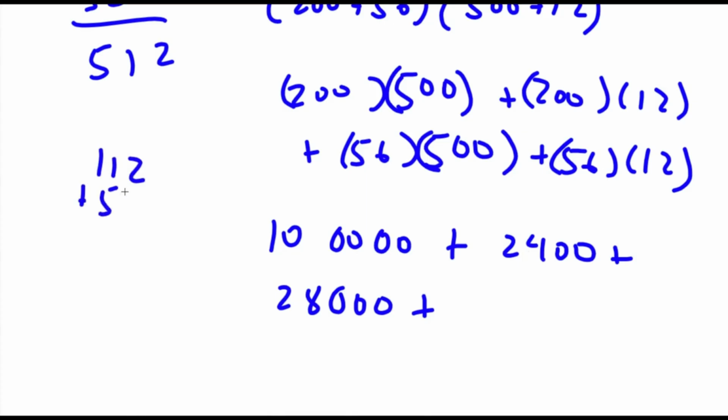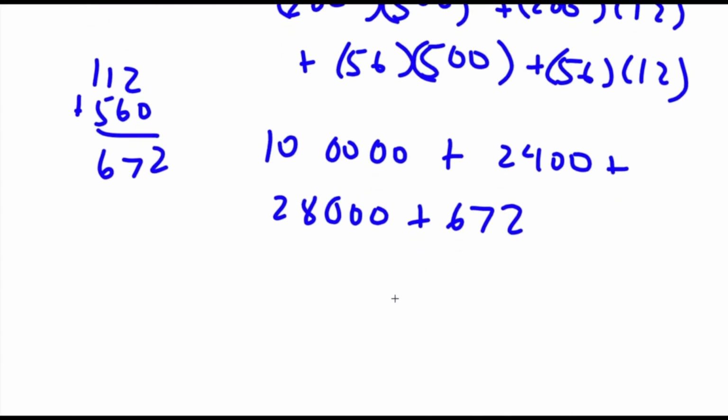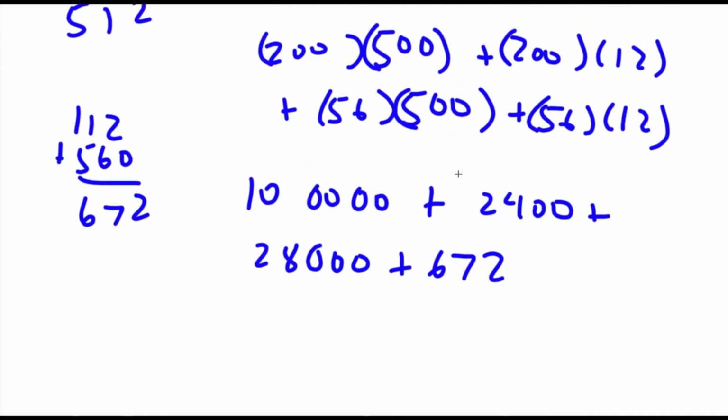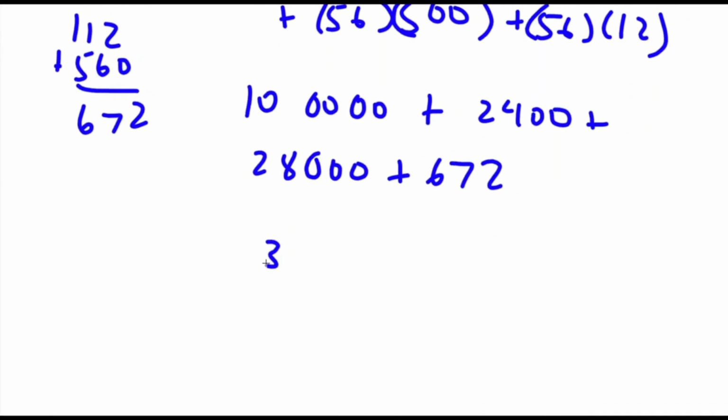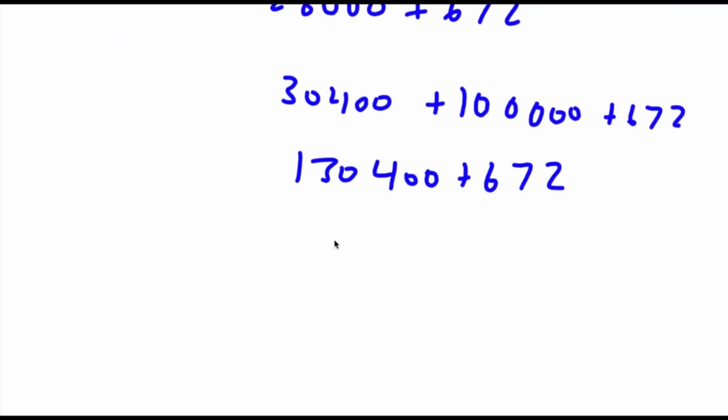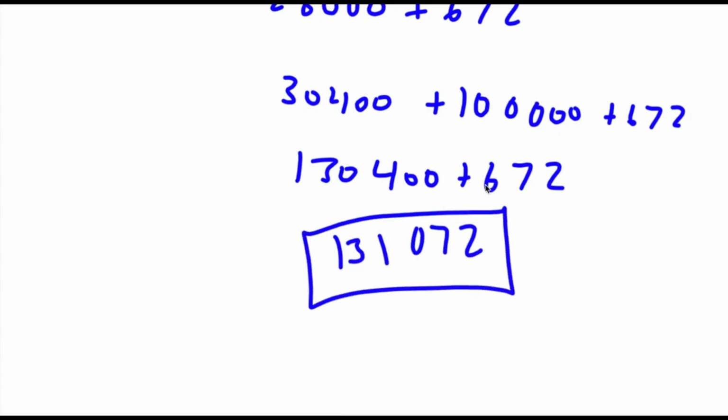let me do this right here so you guys can see, 672. Now to add these up, first off, 2400 plus 28,000, that is going to be 30,400, plus we still have 100,000. 100,000 plus 30,400 is 130,400 plus 672. And this is going to be 131,072. So that is our answer.